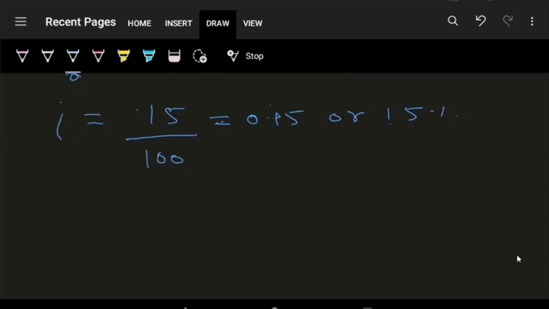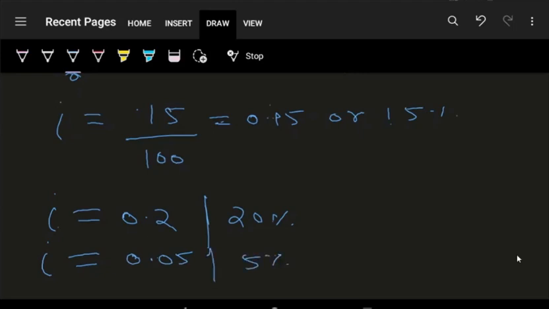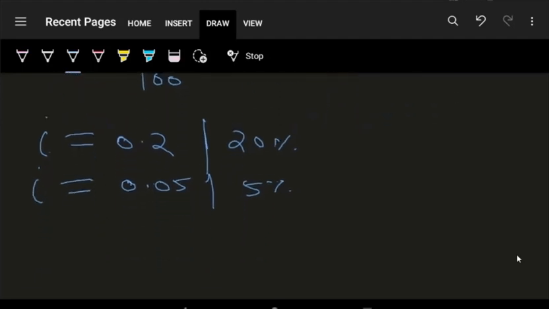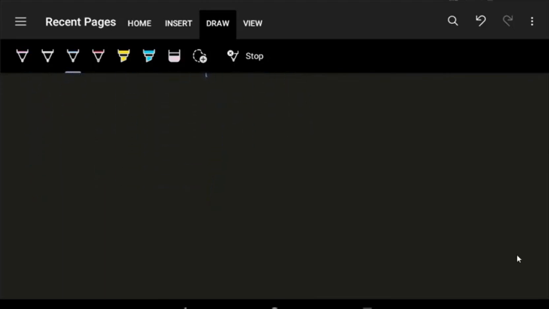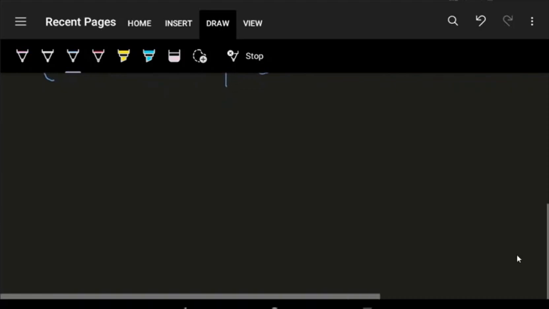Interest rates are generally denoted in decimal rather than percentages. So if the rate at which my investment is earning is 20%, then I'll write i equal to 0.2 instead of 20%. And for example, if the interest rate is 5%, then I'll write i equal to 0.05 instead of 5%. Both notations mean the same thing, but writing i equal to 0.2 or 0.05 comes more handy while doing calculations.